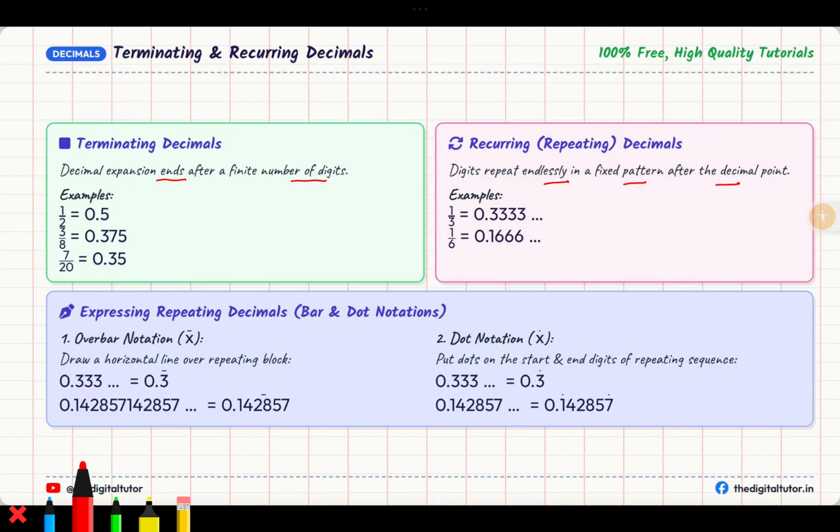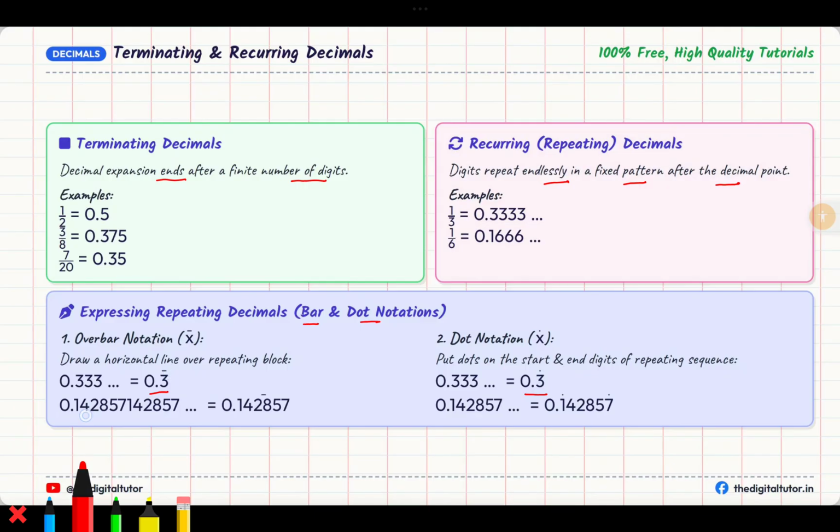So how do we express them? There are two notations, bar notation and dot notation. Because in 0.3333 the 3 is recurring, we can either put a dot or we can put a bar over 3. It's shown already here. So either you write it like this or you write it like this. Either you put a bar or you put a dot.